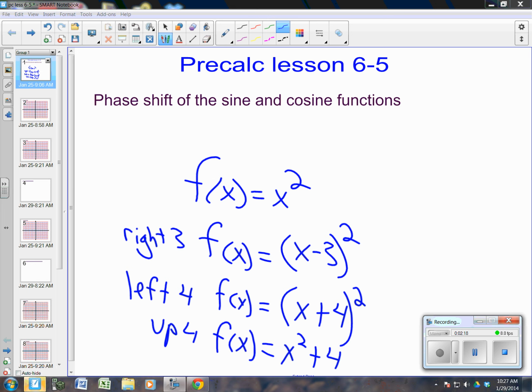How would I get it to move down 6? X squared minus 6. Good. And so that's how we would shift it down 6. So these are examples of horizontally shifting a function or vertically shifting a function. And we learned that in about October last year. Do you kind of remember that now at all? I can do this with any function.